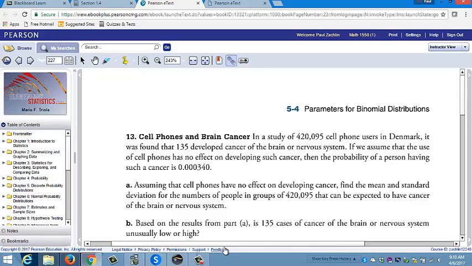If we assume that the use of cell phones has no effect, oh, I see, they worked it out. 135 divided by 420,095, is that what they did? That's where they got the 0. Okay, I got that. But when I got to A, B, and C, I was just like... Okay. So it says, Part A, assuming that cell phones have no effect on developing cancer, find the mean and standard deviation for the number of people in groups of 420,095 that we would expect to have cancer.